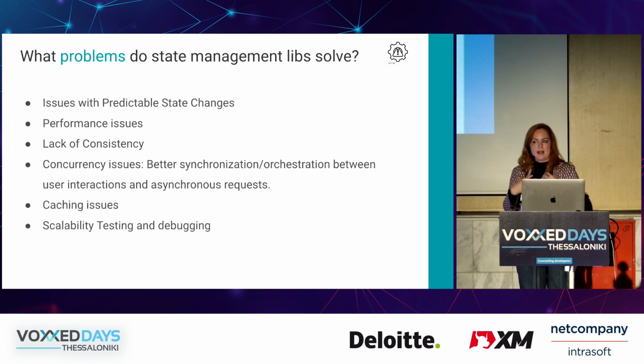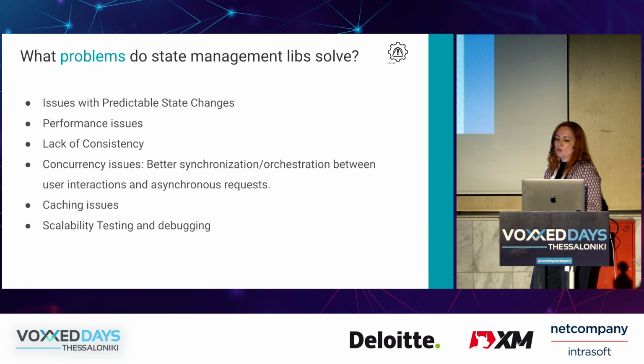Here I'm summarizing again verbally what we saw on the previous screen. What problems do state management libraries solve? They resolve issues with predictability. We want to make sure that when we apply a change on a part of a screen, it has a reflection on another part of the screen that is being used. We ensure that we have consistency.